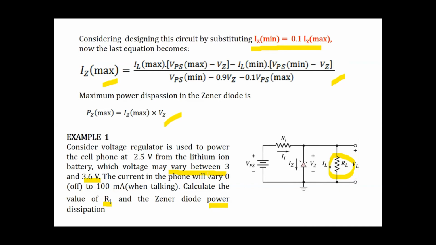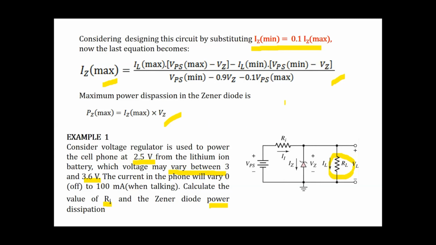When you see this kind of question where you have variation in the VPS and variation in your current, definitely you are going to use this equation. The voltage of the cell phone is 2.5 volt, which means that this is your VL. Because your Zener diode and the load are in parallel, indirectly the question is giving you VZ. So VZ is 2.5 volt. Let's see whether you need anything else. You know IL max is 100 milliampere, VPS max is 3.6, VZ is 2.5, IL min is 0, and VPS min is 3 volt, and that's it.